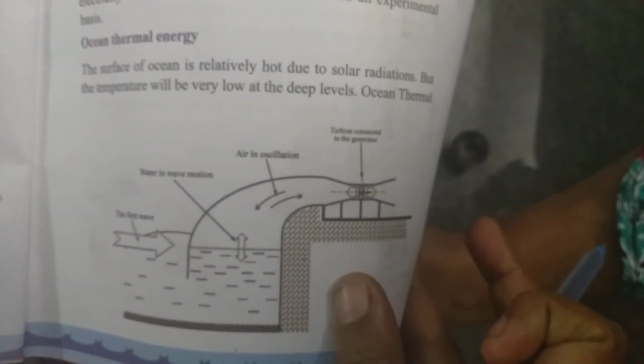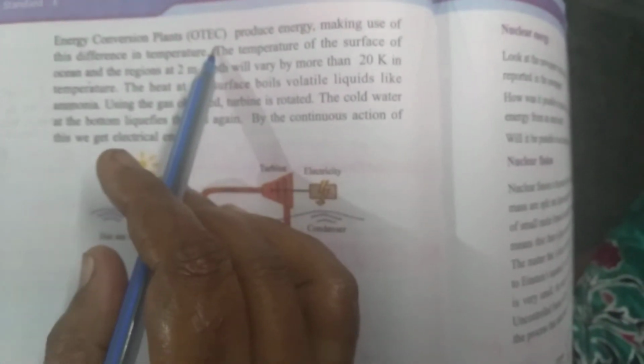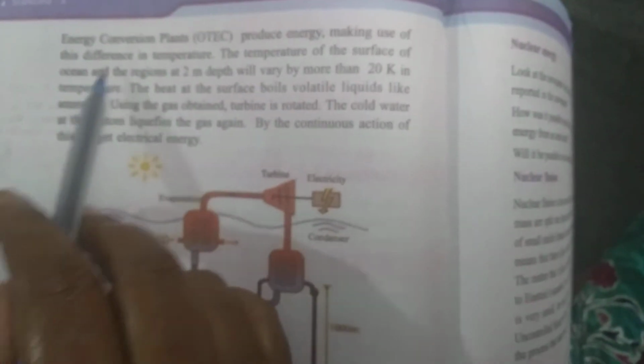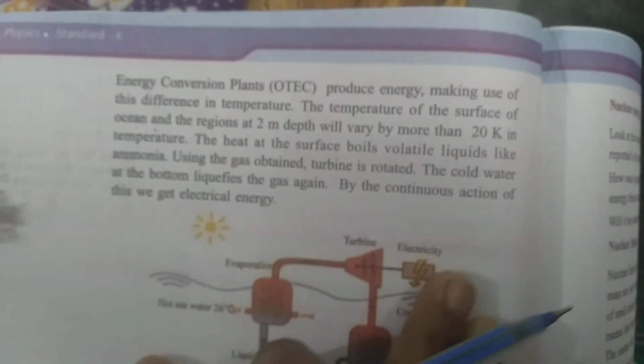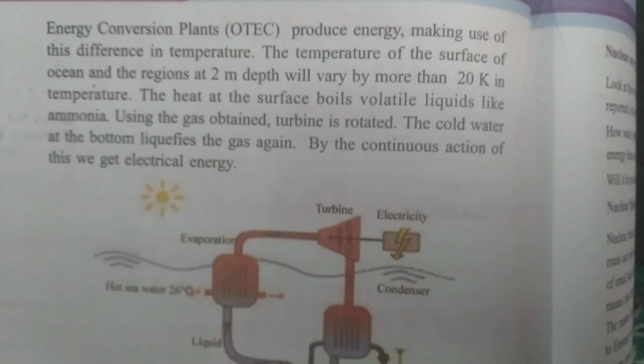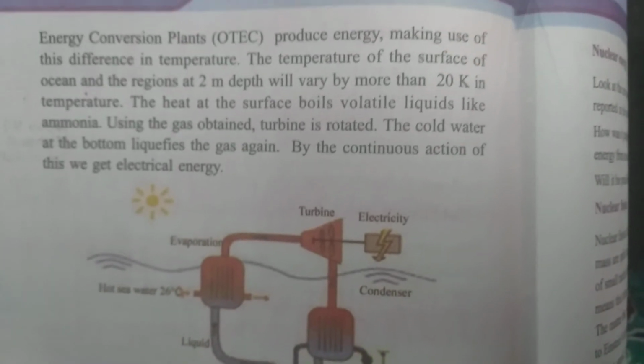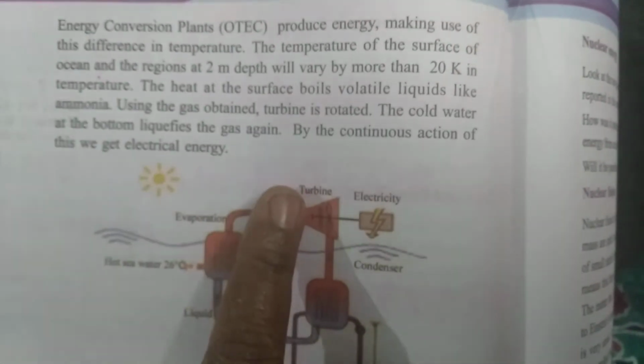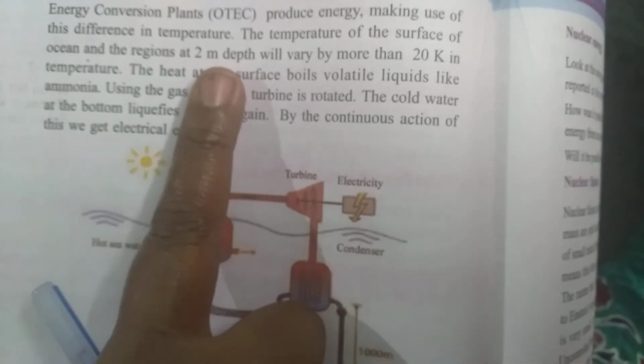So ocean thermal energy conversion plants, that is OTEC, produce energy making use of the difference in temperatures. On the top of the ocean the temperature will be high, and below it the temperature will be less. By making use of this temperature difference, electricity can be generated, and the plants used for this are known as ocean thermal energy conversion plants.